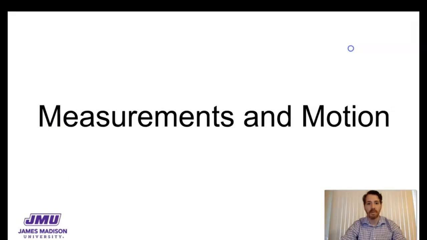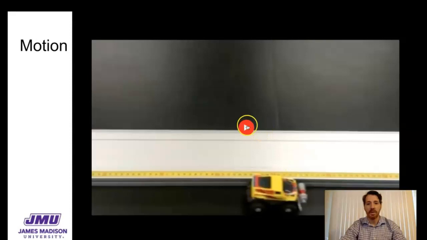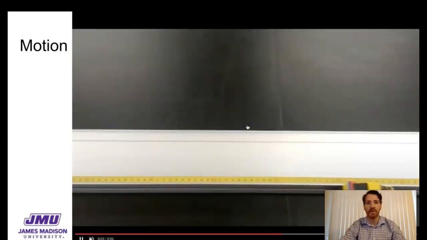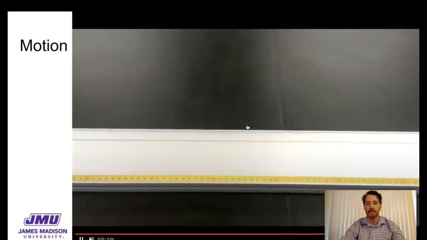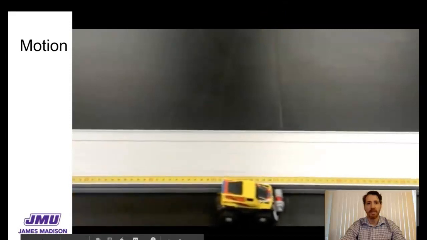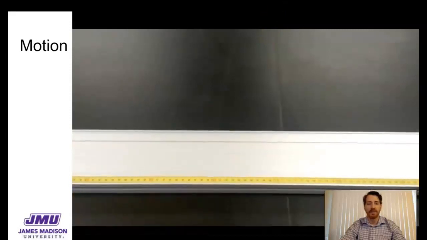Okay, to talk about motion, we start out with this little video of a toy buggy in motion. We can see it going from left to right across the screen here. It's not too exciting, but I'm going to get a second look at it. We know how to make measurements to describe its motion.